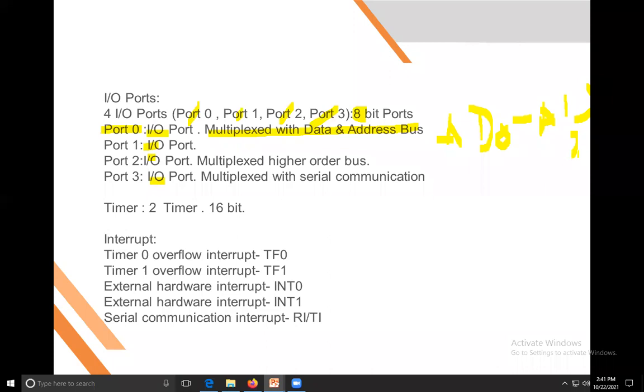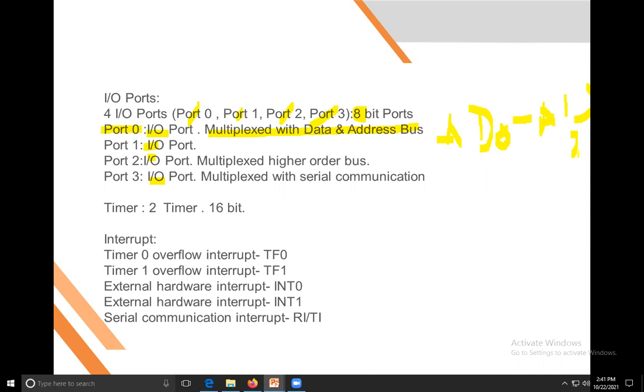Why do we multiplex the pins? If anybody asks this question, if we do not multiplex the pins, what will happen? Our 8051 is a 40 pin IC. If we do not multiplex the pins, we require more pins: 8 pins for the data and 8 pins for the addresses. But we are using the same pins for two purposes, for the data bus and address bus, and also for port 0. So you have to remember these things.